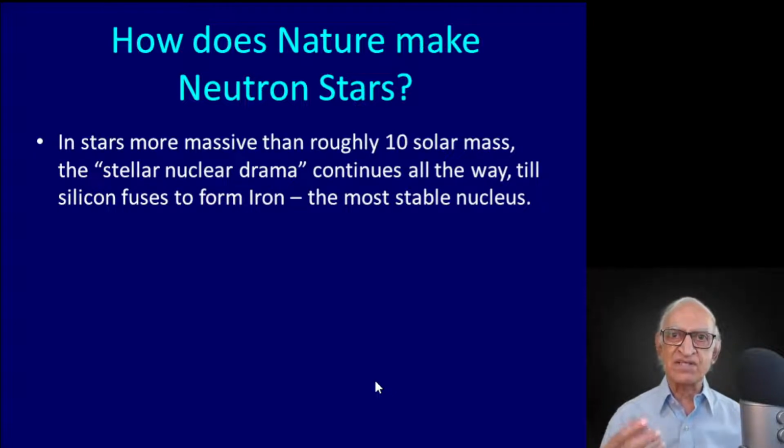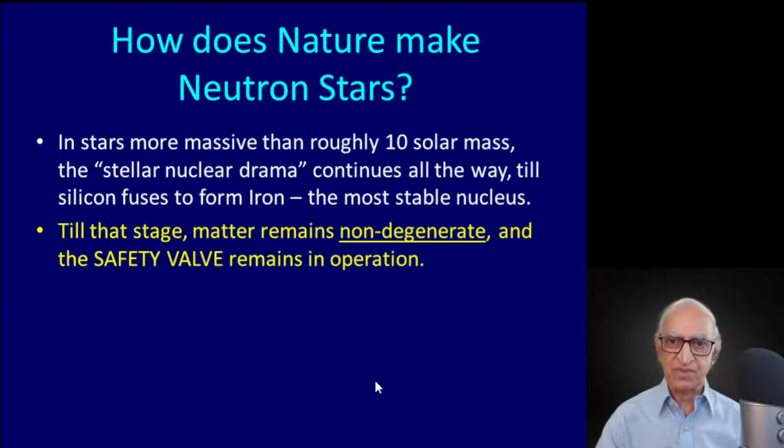In stars more massive than roughly 10 times the mass of the Sun, the stellar nuclear drama, which consists of many acts, proceeds all the way till the final curtain comes down, till silicon fuses to form iron-56 nuclei, which is the most stable nucleus. Till that stage, matter remains classical and non-degenerate, and the safety valve, which I have explained several times, remains in operation throughout the many acts of this drama.